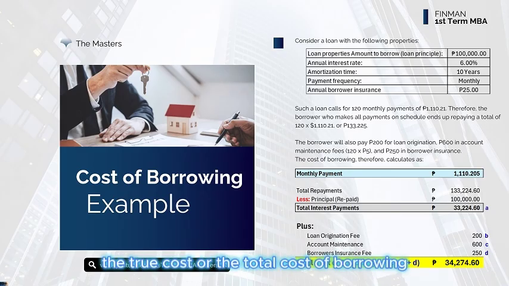The key takeaway here is that the annual percentage rate, APR, is not just the simple interest rate. The true cost, or the total cost of borrowing, is the sum of all interest payments plus all associated fees and charges over the life of the loan. For a finance student, it's essential to analyze a loan using this comprehensive approach, as it gives the borrower the most accurate picture of their financial obligation.